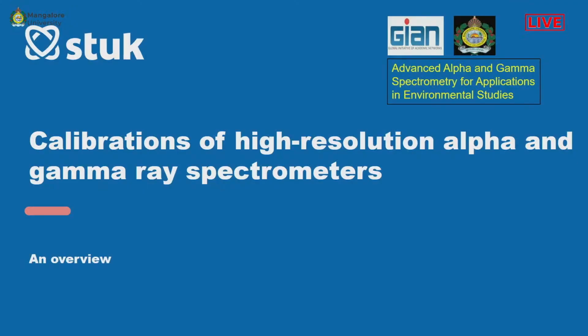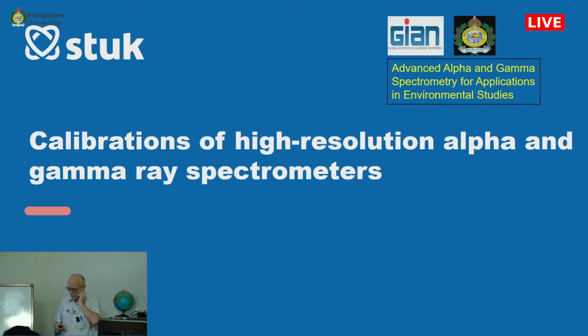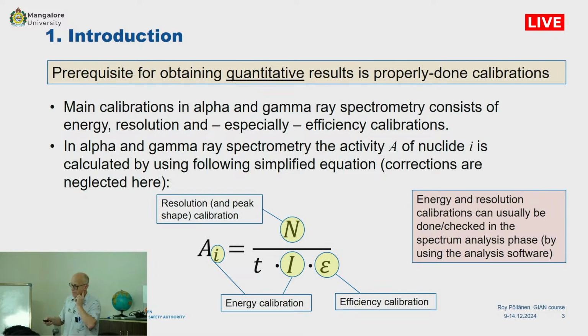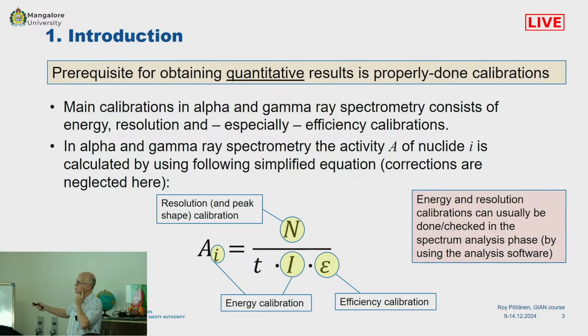So, let's talk about calibrations of alpha and gamma spectrometers. I firstly talk about alpha and then gamma ray spectrometry. The main point is that if you want to obtain quantitative results, then you need to do good calibrations.